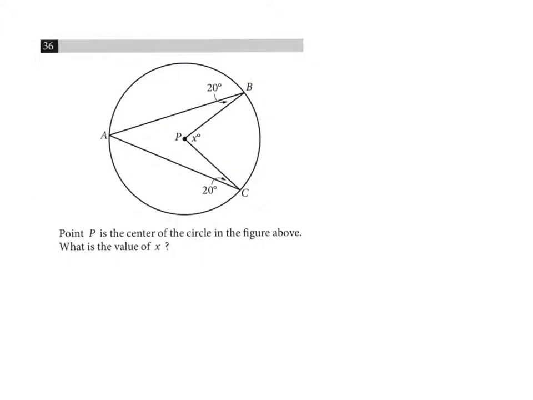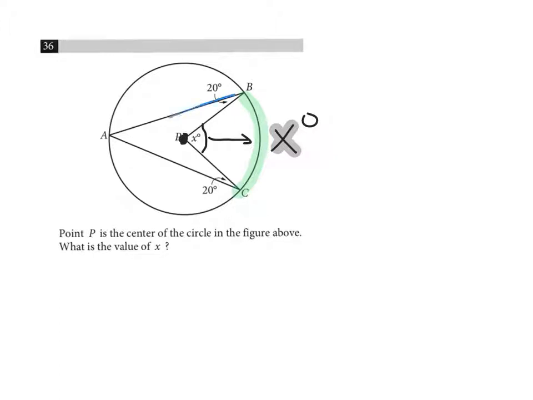Problem number 36, point P is the center of the circle. What is the value of x? Well, here's what I'm going to do. Since point P is the center of the circle, angle x is a central angle. So that means the central angle is equal to the arc it intercepts. So since that angle is x, I know minor arc BC is going to be x.